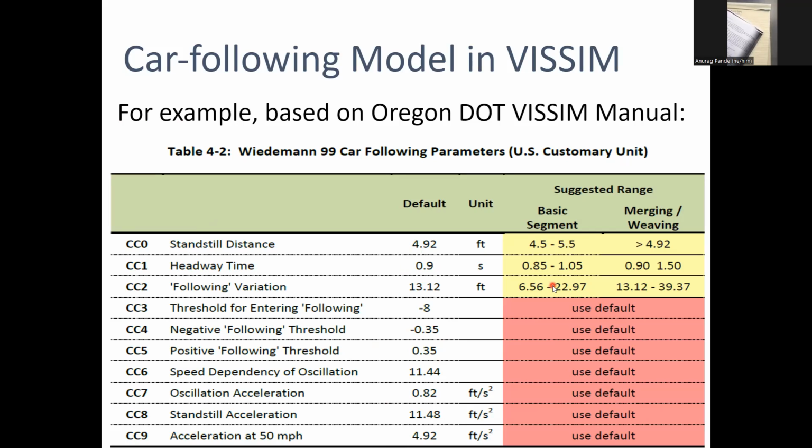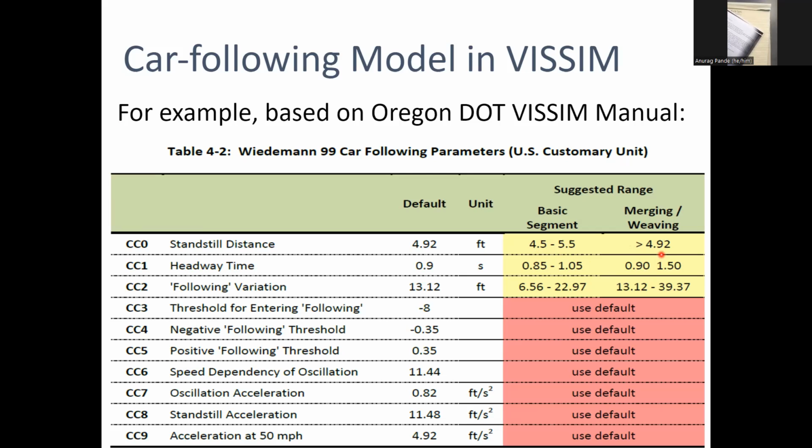Now, Oregon DOT says you can play around with these parameters, but always be in that 4.5 to 5.5 feet range. Okay. And if you're in the merging, if you're in the basic segments, put it that one. If you're in a merging or a weaving segment, you should always be higher than 4.92. Because they think that 4.92 is too aggressive. They want that standstill distance to be a little bit larger for their drivers. And different DOTs might have a different suggested value.